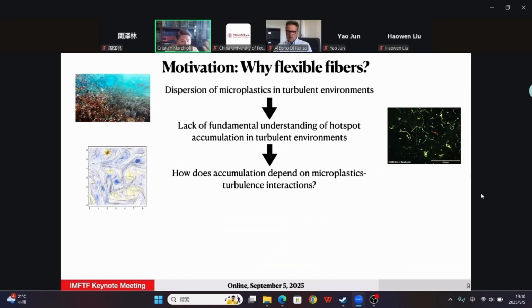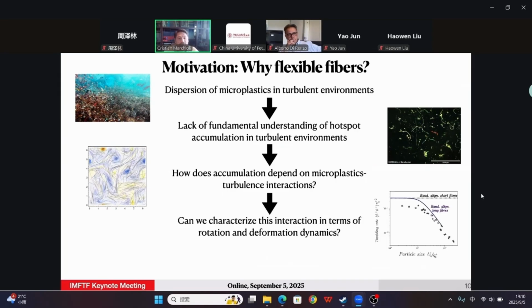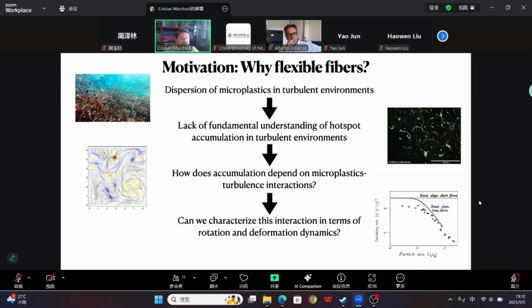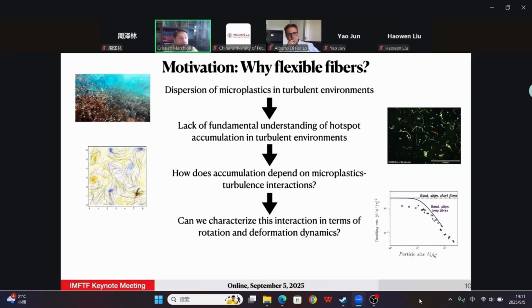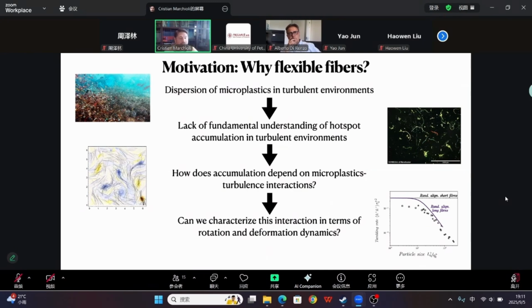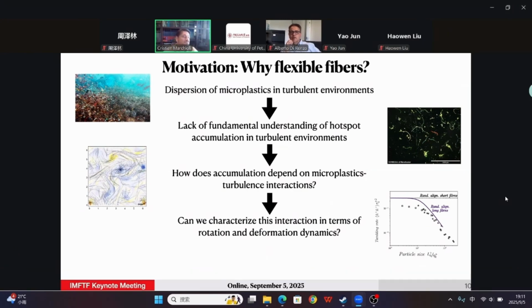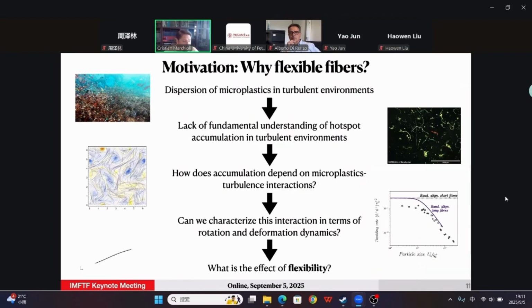Clearly, in order to understand the mechanism that leads to the accumulation of plastics in certain spots, we need to understand how these plastics interact with the turbulent structures at the scale of the plastics, at the scale of the fibers. And what we are trying to do is to characterize this interaction in terms of rotation, deformation, and even if it's not mentioned here, also spatial accumulation, because these are all processes that are connected with each other. And clearly the additional ingredient here is flexibility.